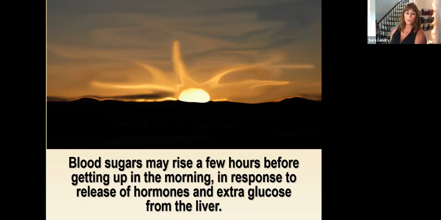Your liver stores about a 24-hour supply of blood sugar, and your body kind of knows when the sun is rising and when you're going to get up. And what does it do? It releases a lot of blood sugar for some people when they get up in the morning, because they know that you're going to need that. The body knows you're going to need it for energy.